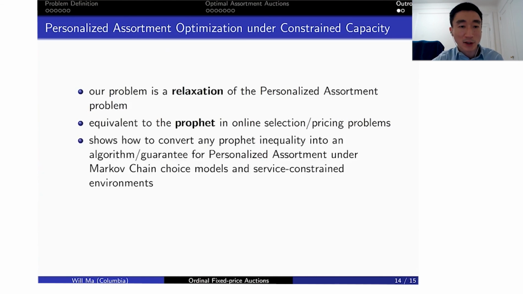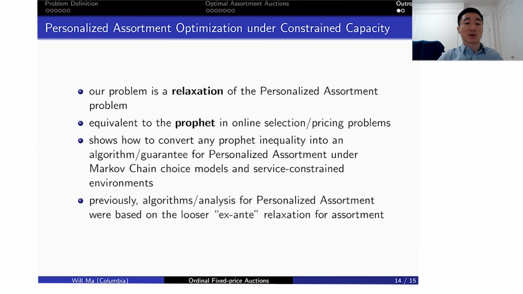Our work shows how to convert any profit inequality into an algorithm and a guarantee for personalized assortment under Markov chain choice models and service-constrained environments. But I should say, even if you forget both the Markov chain assumption and the service-constrained assumption, this concept of assortment auction that we introduce still is a tighter relaxation of the personalized assortment problem that's equivalent to the profit relaxation in online selection and pricing problems.